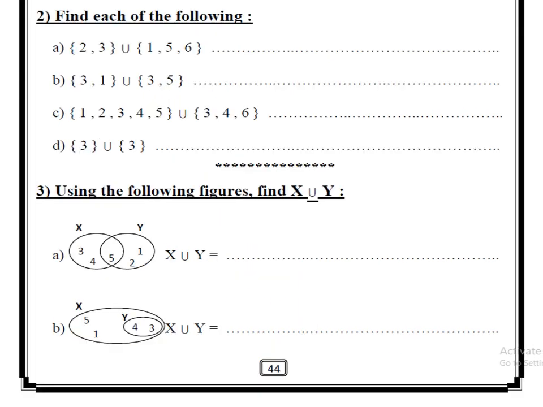Okay, next, find each of the following, {2, 3}. Okay, this is a repeated question, sorry. So we are going to take from question number 3.